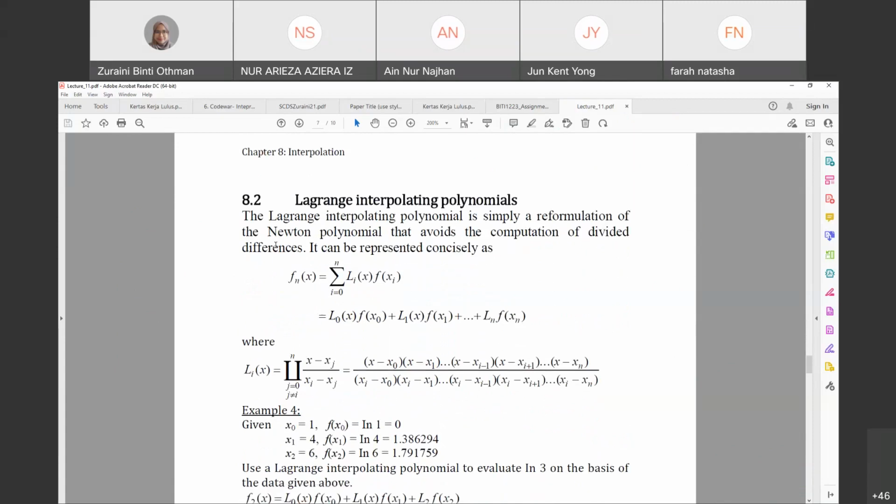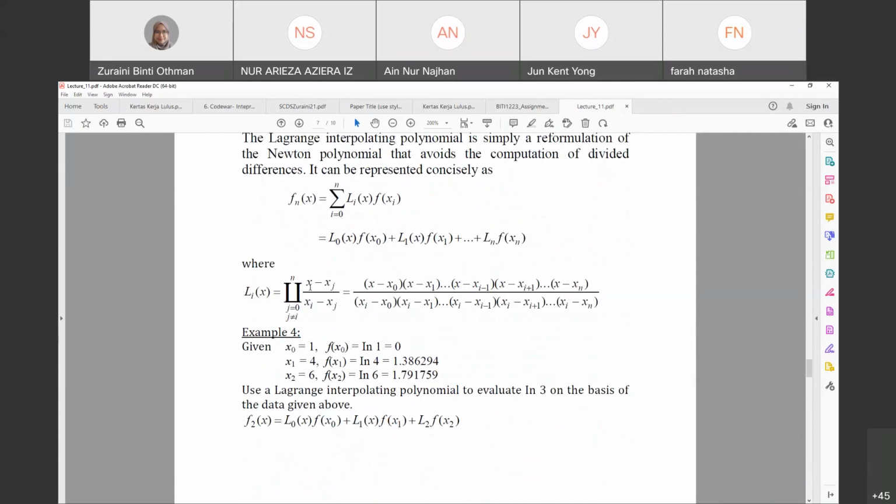How to formulate the interpolating polynomial by using Lagrange. Lagrange ni apa? And this is the formula for Lagrange. Dia involve, just now you look at B, right? So now it involves L0, L1, Ln.